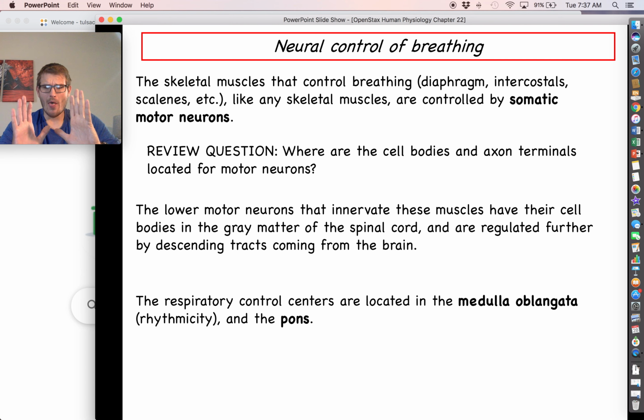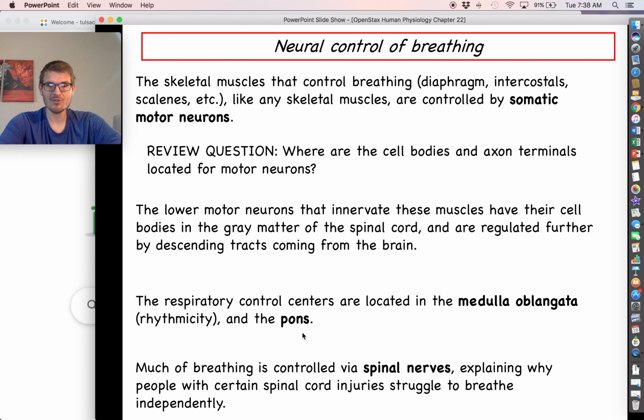So the thing to understand, though, is that obviously we don't have to consciously focus on breathing all the time. This is not necessarily something that is only voluntary. It turns out that the control of these thoracic muscles is actually under some level of autonomic control as well. So we've talked about autonomic control centers plenty of times in the past, so you will recall that there are respiratory control centers located both in the medulla and in the pons.